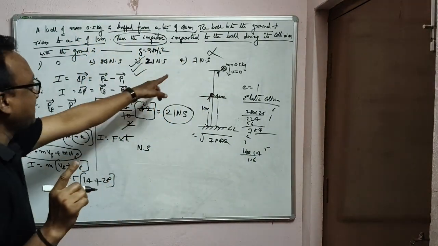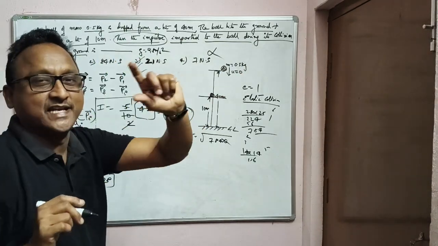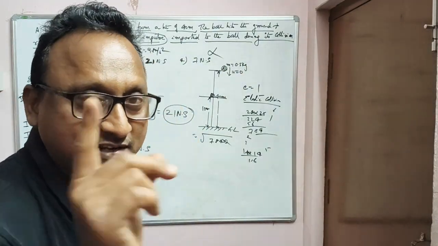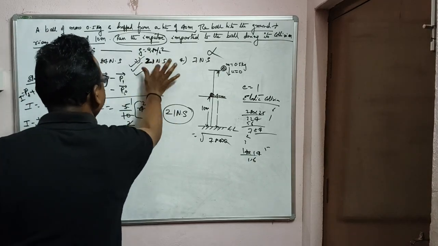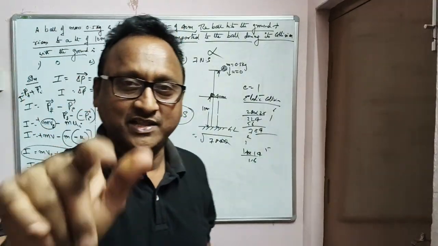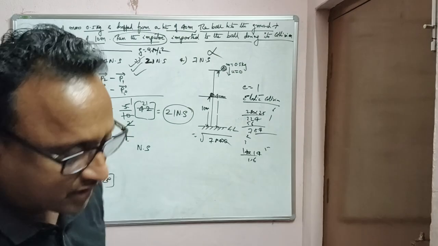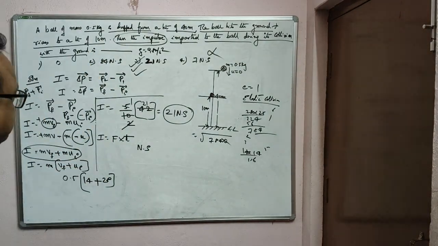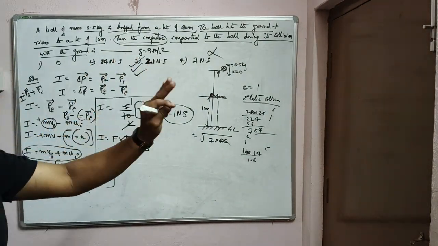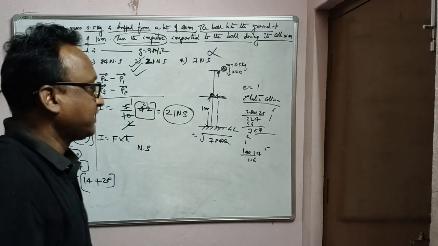If you write minus, this will be the answer, but that is the wrong one, because change in momentum is a vector. Direction also has to be considered. The answer is 21, and the third option is the answer. Please note it down. We'll do one more. So 21 Newton second is the answer for the NEET question which was asked recently.